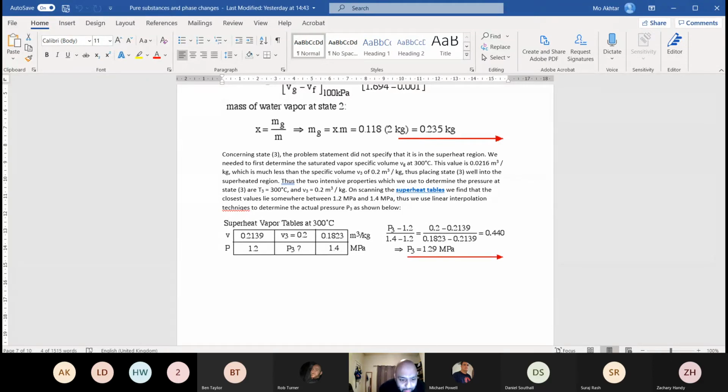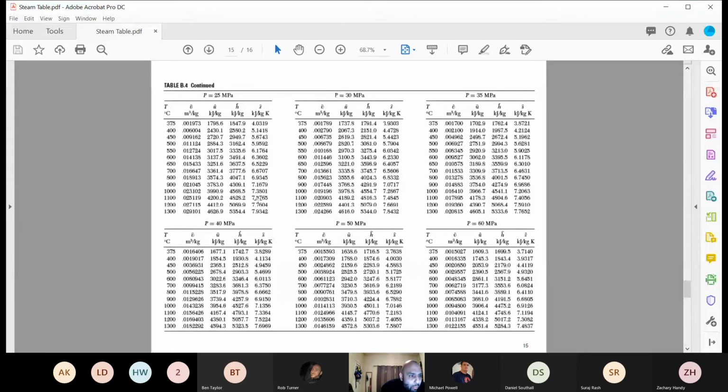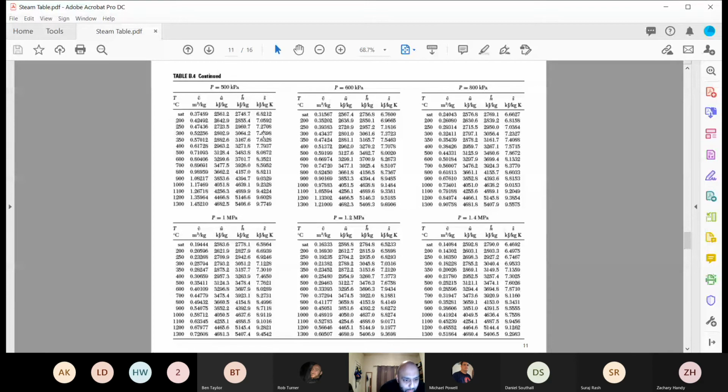This is the part which is a bit tricky now, so just bear with me. If you go down to your table, you're going to see something called superheated. Don't go all the way down because that's subcooled, which is lower than boiling point. We're going to go a bit up, to superheated.